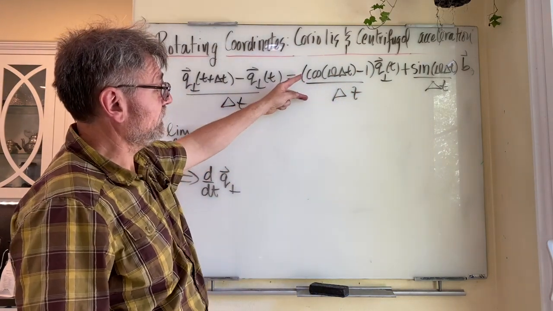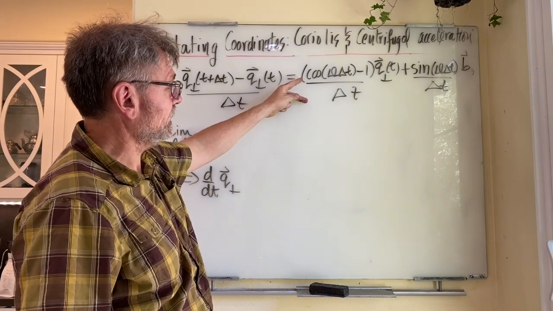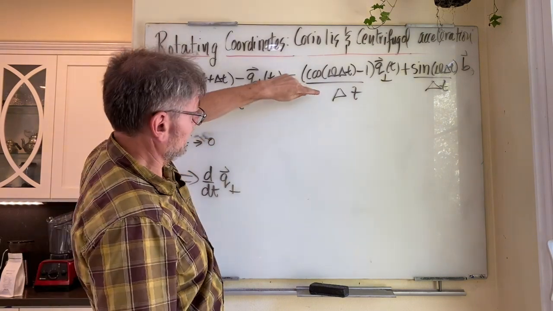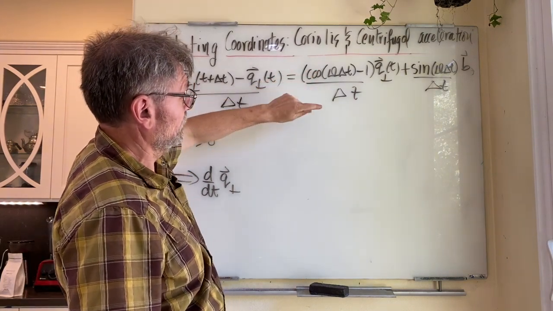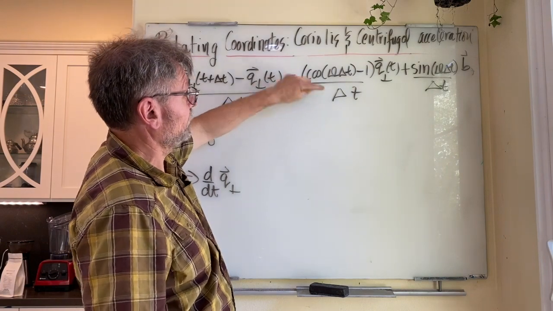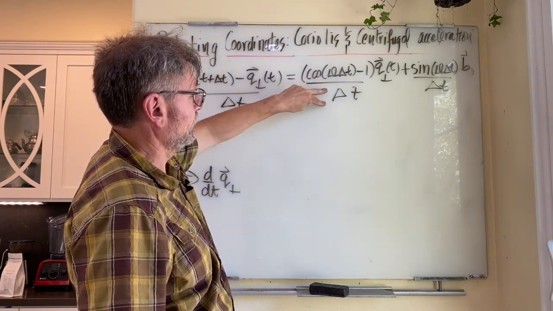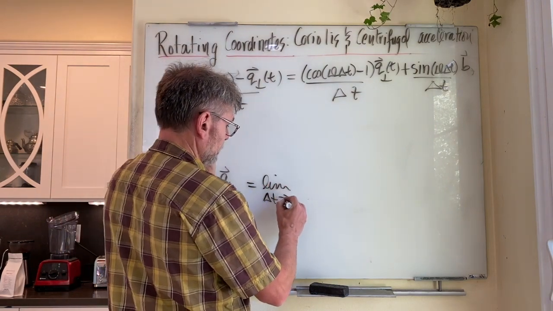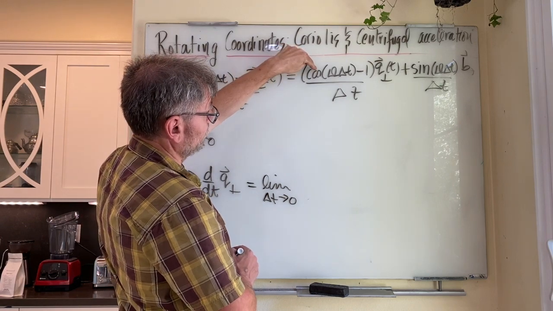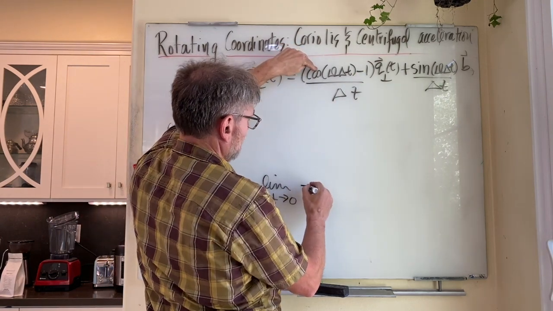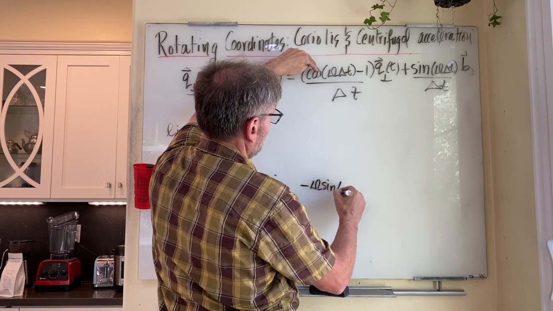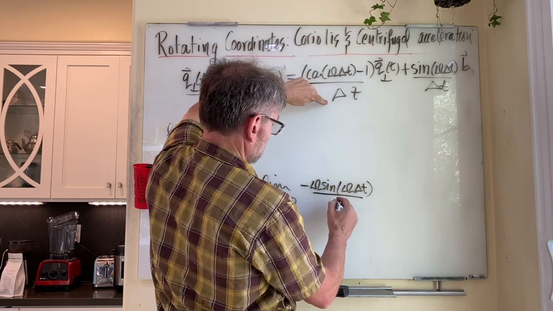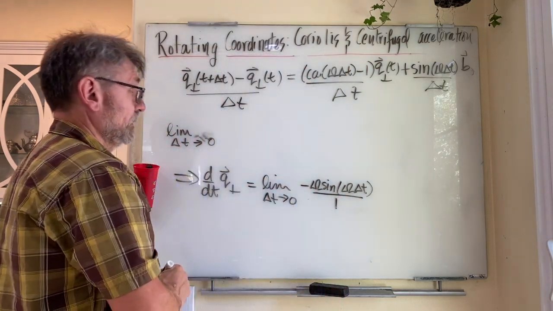So this is an opportunity to use L'Hopital's rule that you learned from calculus in high school or in your first year calculus class. When we have this 0 over 0 limit, the limit is equal to the limit of the derivative of the top divided by the derivative of the bottom. So that will give me the limit as delta t goes to 0. The derivative of the top is going to be minus omega sine of omega delta t. Derivative of 1 is 0, and the derivative of delta t with respect to delta t is just 1, times q perp of t.